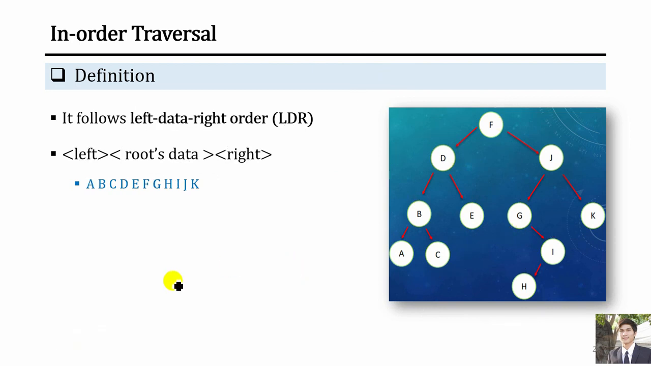Next we will go into another type of tree traversal called inorder. In inorder, it follows the format LDR, left, data, right. When we have a tree here and we say inorder, it means that we go from left to right, and then we get this one, this one, this one. So this is the left subtree, this is our data, and this is the right subtree.